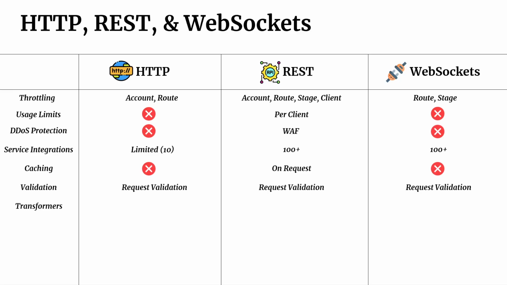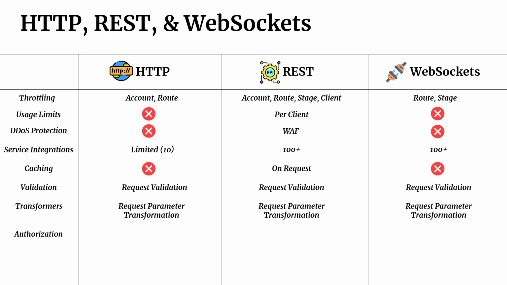Similarly, for transformers, they can be used to remap fields to different names. So say someone passes in a field with a capital at the beginning and you want to lowercase everything, you can remap it to a different name. So that's supported by all as well. And then for authorization, this one is a little bit prickly because it's different for each. So let's talk about each of them independently.